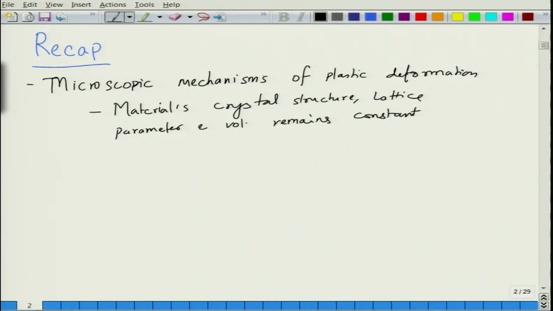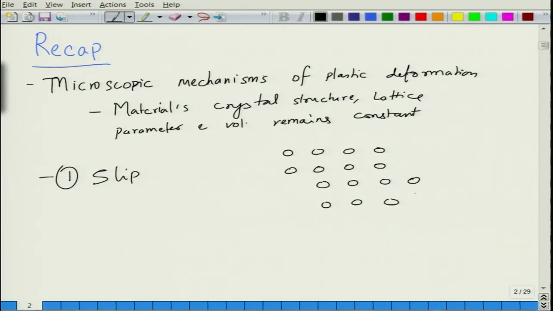Now if that is true, then what is it that leads to plastic deformation? It turns out there are microscopic phenomena. One is called slip, in which the plane of atoms in one part of the crystal slips against the other part of the crystal, across a plane called a slip plane, leading to movement of atoms against each other. This happens on certain planes called slip planes, and along certain atomic directions called slip directions, and we will see details of this in today's lecture.